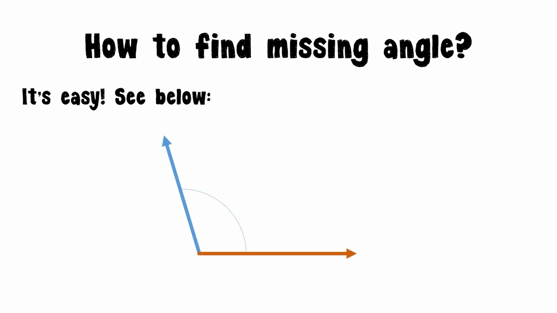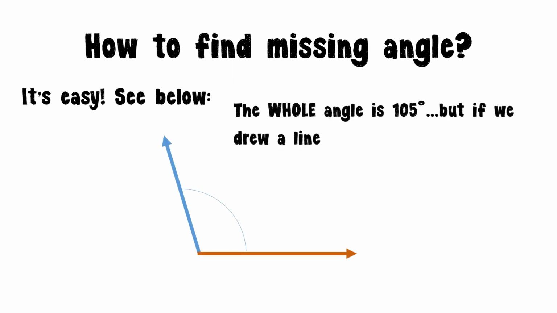Here is the angle, and say they told you that the measure of the whole angle is 105 degrees. But if we drew a line right in the middle, and on the test, it tells you that from the green line to the orange line is 74 degrees, but they want to know from the blue line to the green line how much that is.